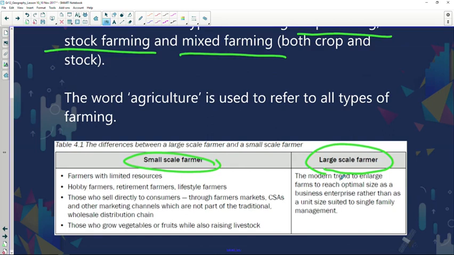Now, the other type of farming that we did discuss is subsistence farming. If you look at subsistence farming, it's basically farming for yourself to provide your needs for your own family. Usually they've got crops, they've got cattle, and that is just to provide themselves with food.